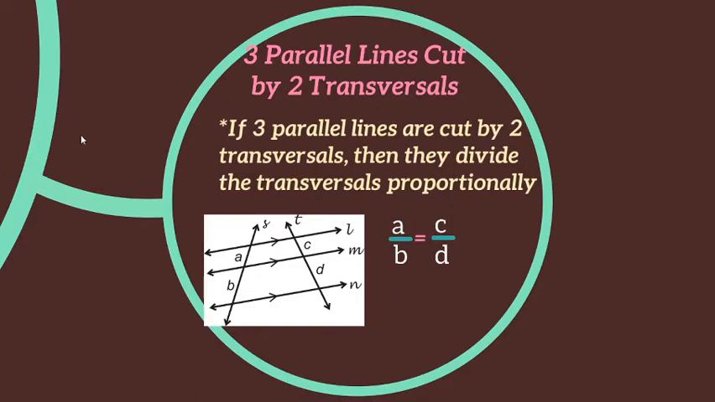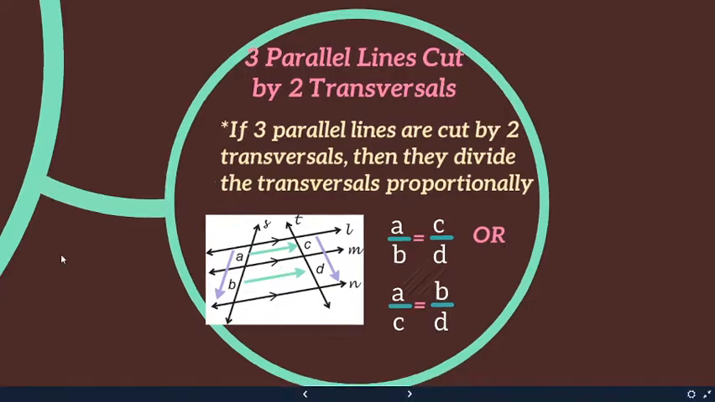So you could say A over B, going down the two transversals, equals C over D, or you could go across the two transversals, heading in the same direction as the parallel lines. So you could say A over C equals B over D. And if you do it both ways, you will get the same answer. So you get to pick which way you want to solve this problem, and from there you'll get the same answer. So let's get going.